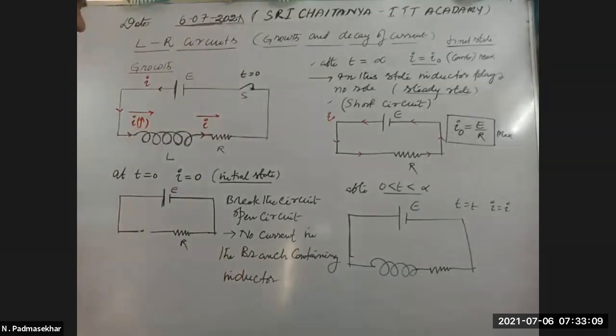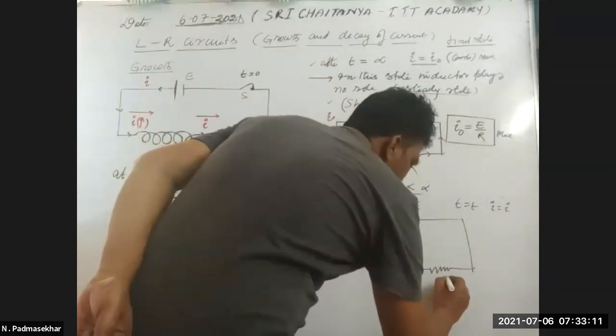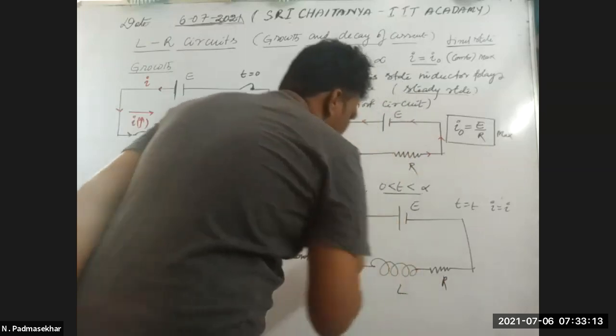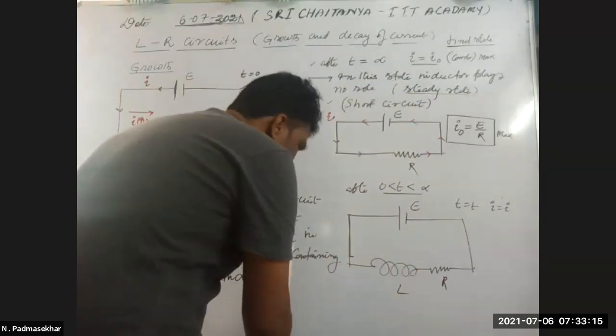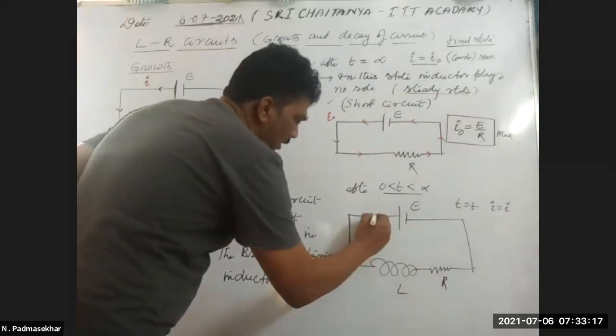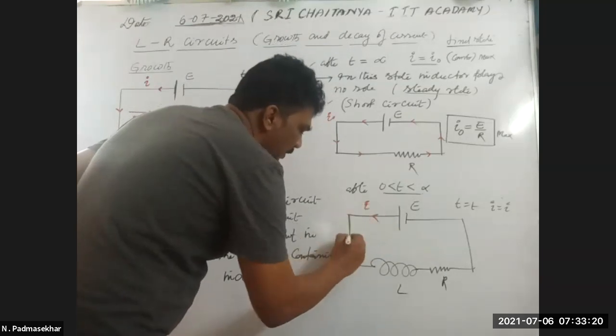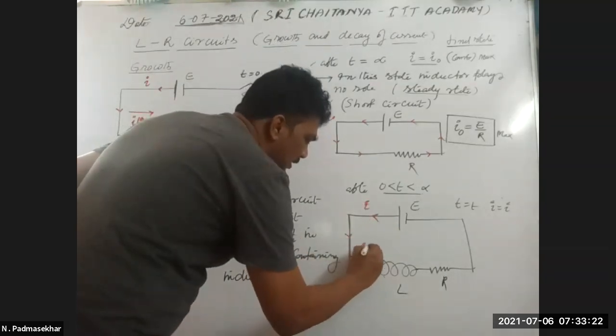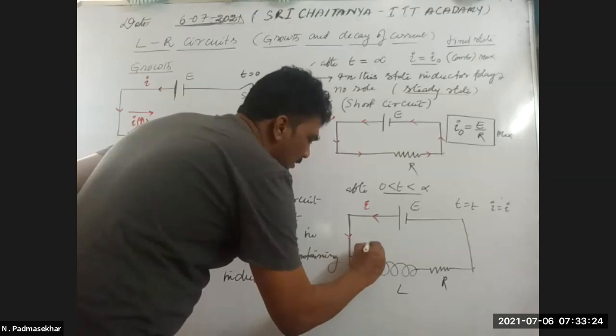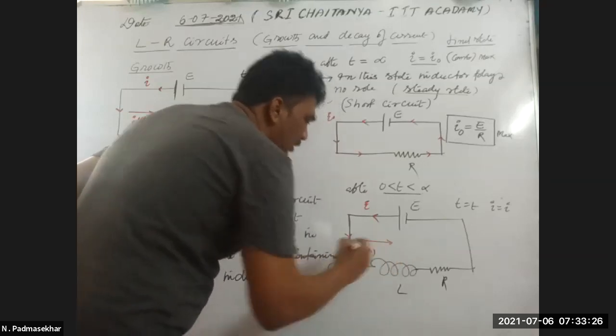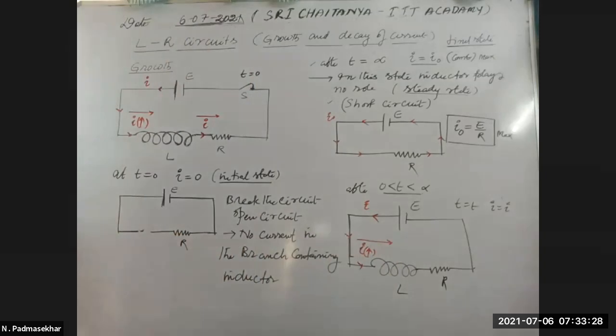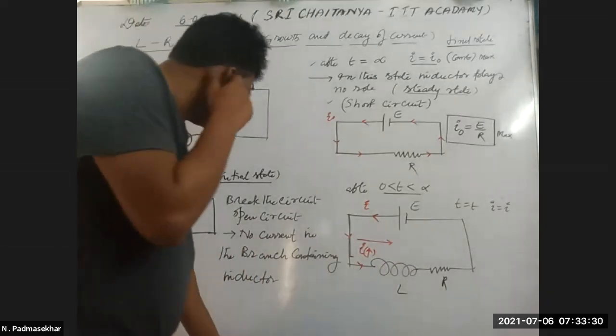Now the inductor is there as well as the resistance. This is the resistance, this is the inductor, and here there is a current. This is the primary current. This current increases with respect to time, and this is the direction of the current.